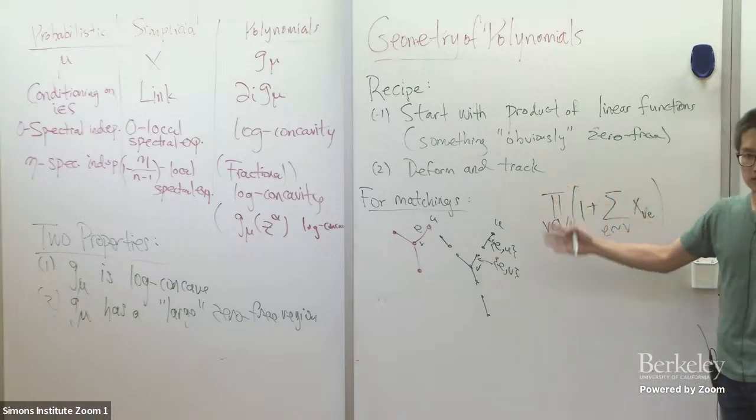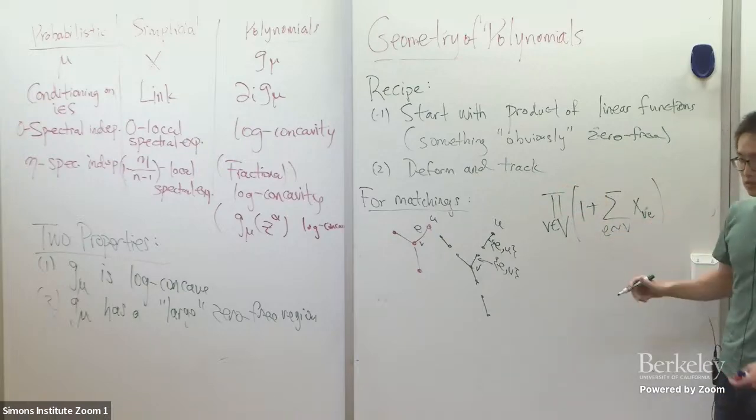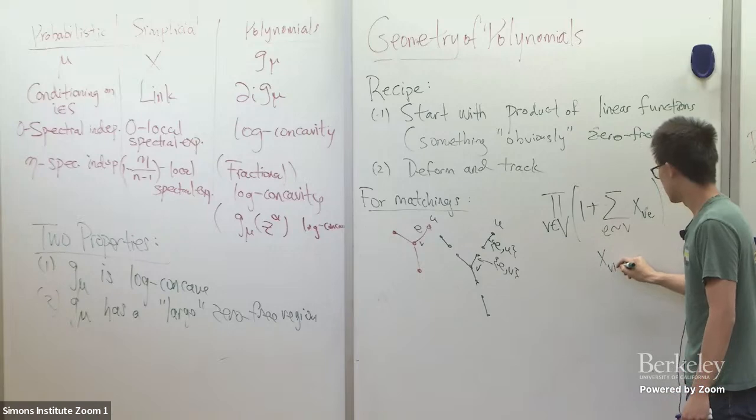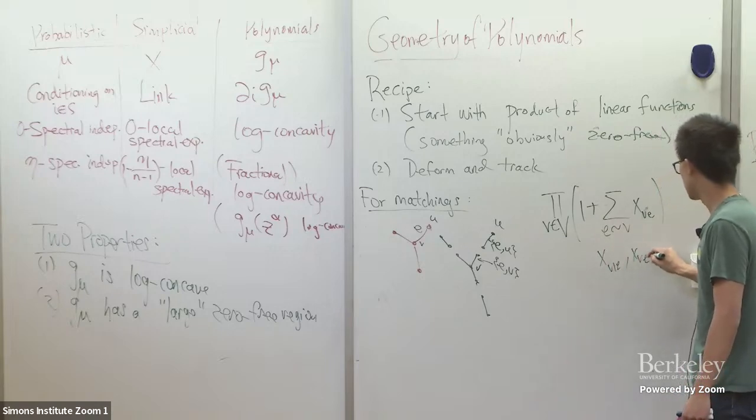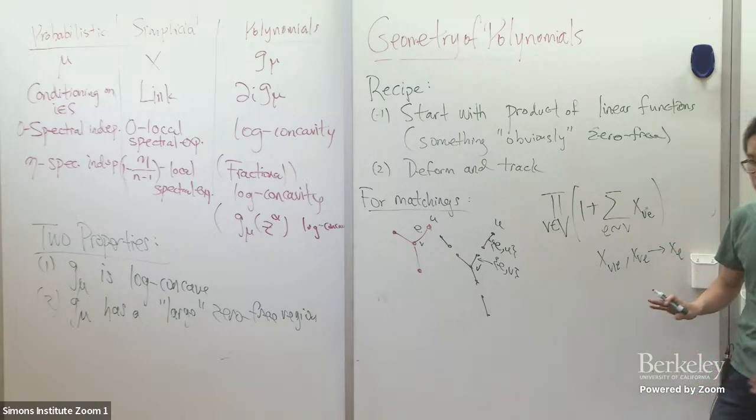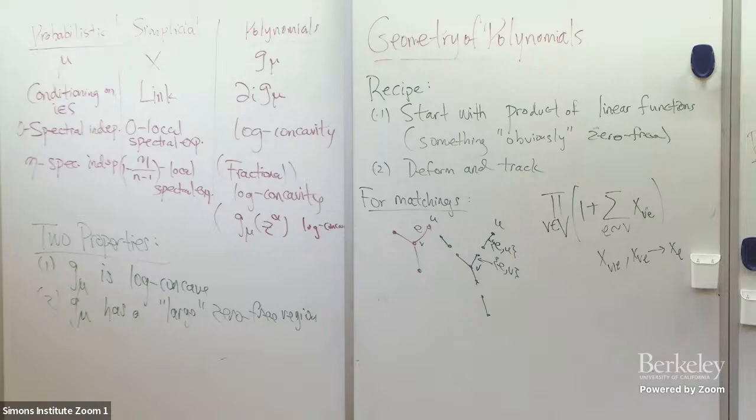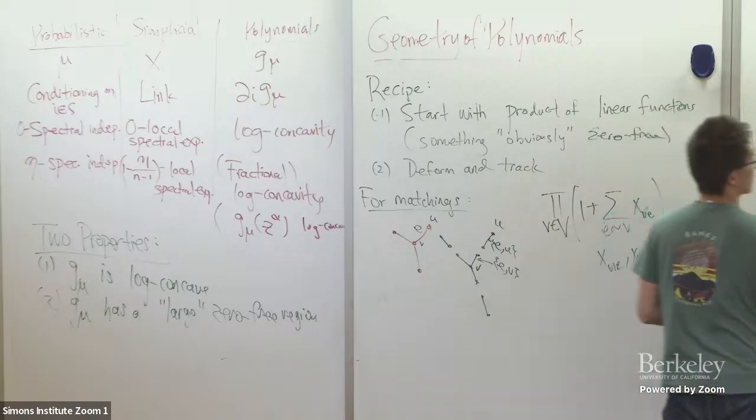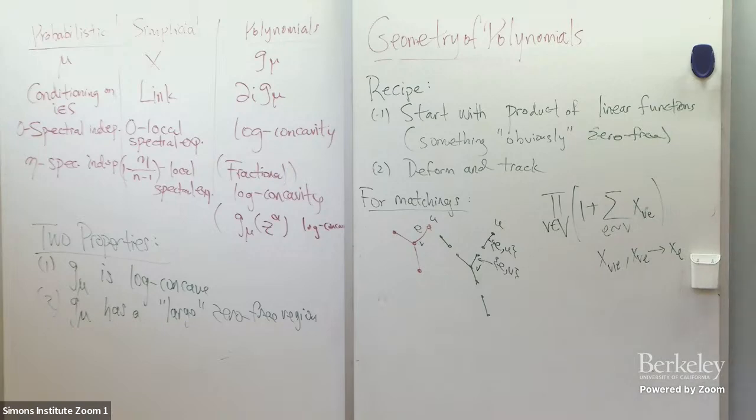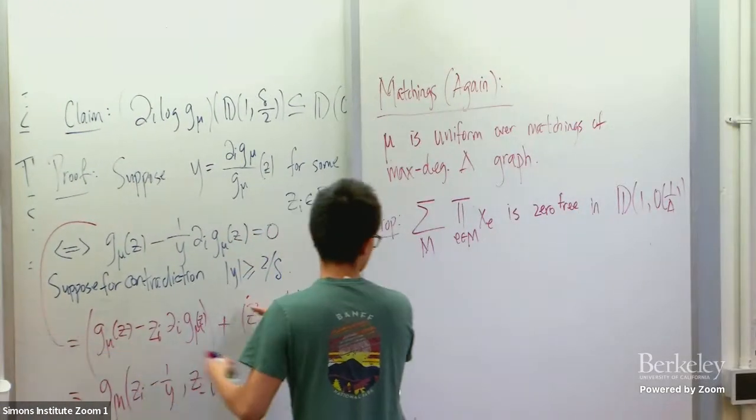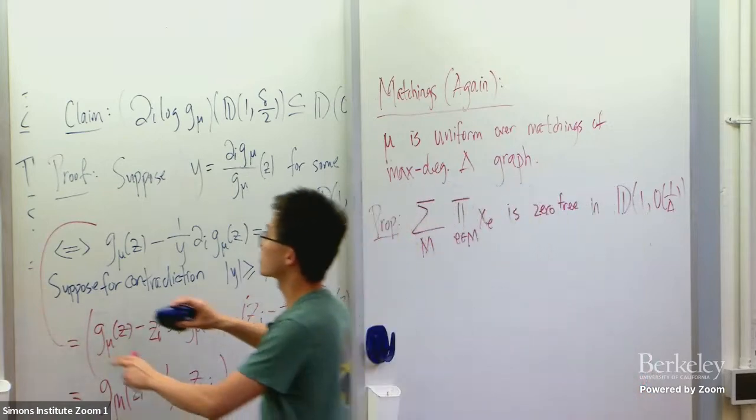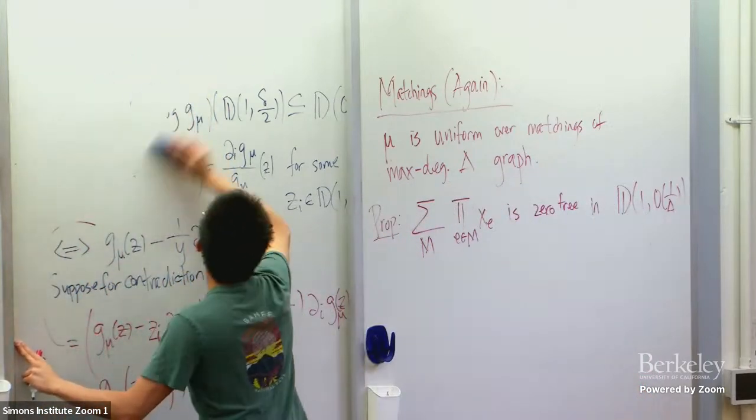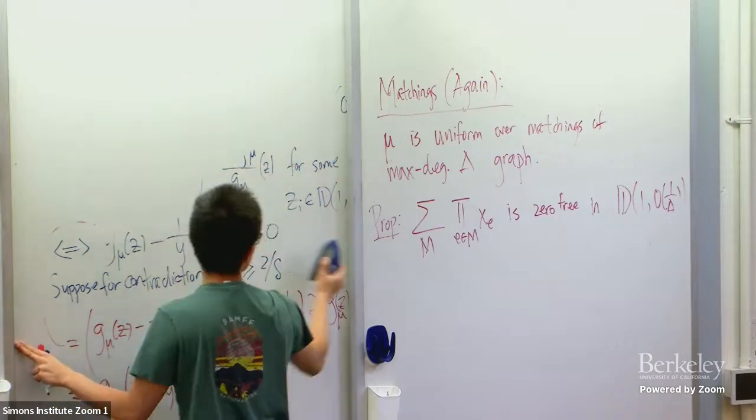And now the deformation is that I'm going to slowly collapse these variables. So I'm going to start merging variables x_{u,e}, x_{v,e} back to a single variable x_e. I'm going to track the evolution of the zero-free region. So how am I going to do that? This is a very classical method for establishing zero-free regions in statistical physics. It's called the Asano-Ruelle contractions.